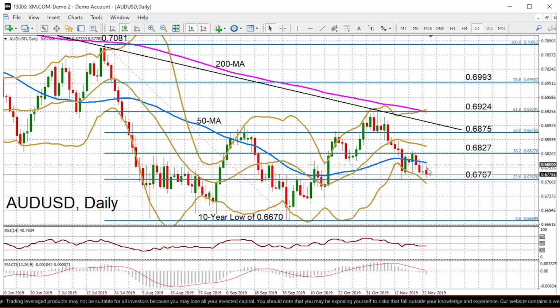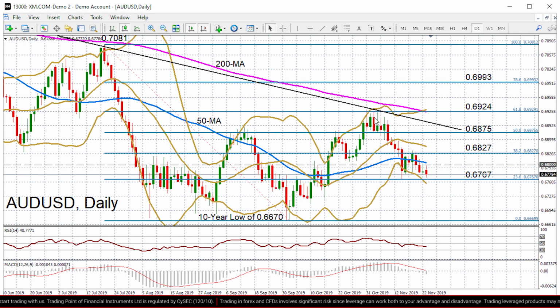But if though Aussie dollar does manage to break above an important resistance at the 0.68 handle, just above that we do have the 50-day moving average, that could shift the focus back to the upside, and then we do have the 38.2 and the 50% Fibonacci retracement levels acting as the next resistance areas before Aussie dollar aims for the 61.8% Fibonacci at 0.6924. That is potentially an important resistance barrier.